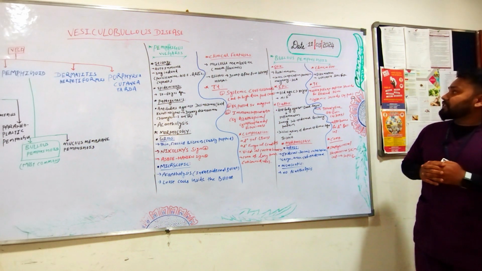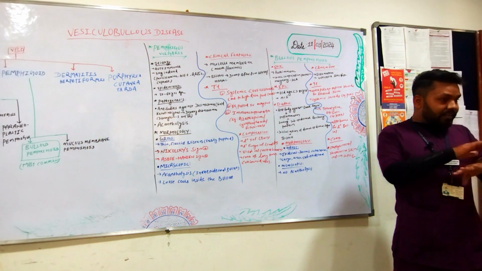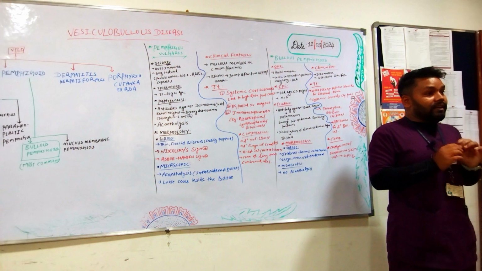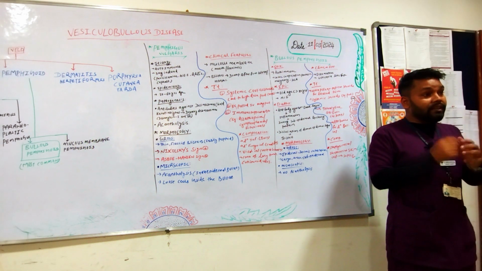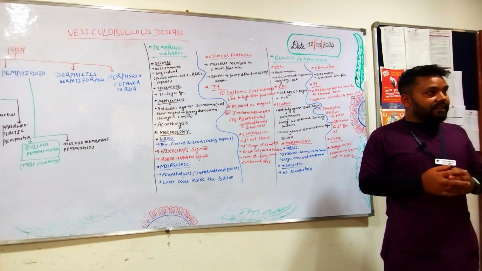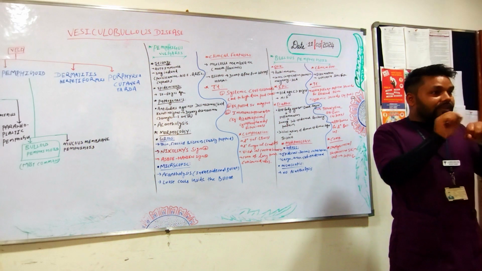And then clinical features: eczematous type of reaction in that area where the bullae will be there. Eczematous means eczema formation. And then urticaria-like rashes. Urticaria is like when a mosquito bites, that kind of rash will come.